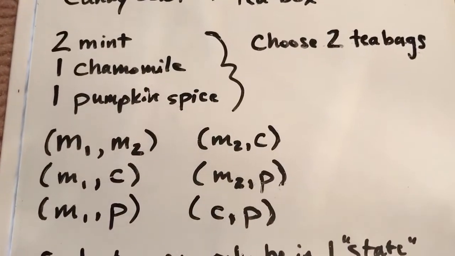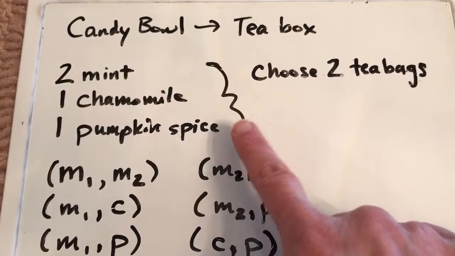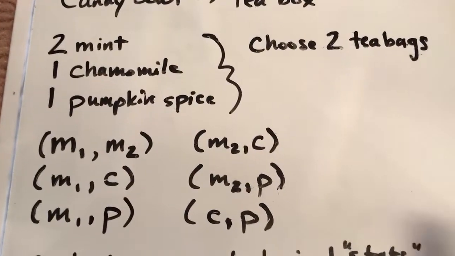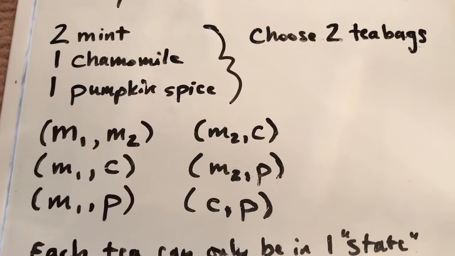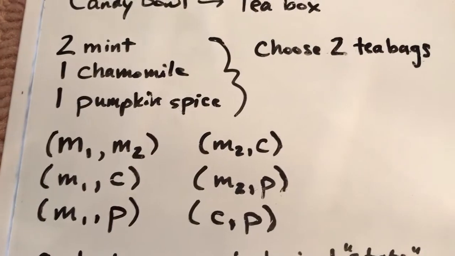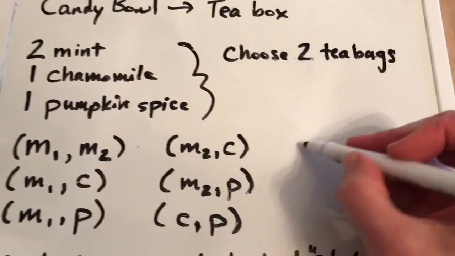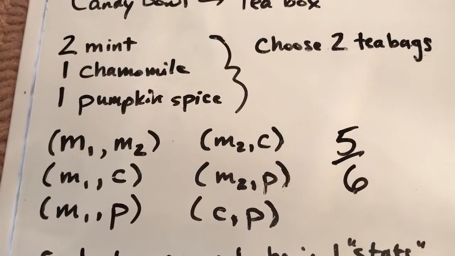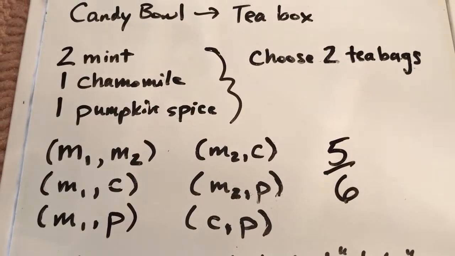We were choosing 2 tea bags of the following. We had 2 mint, 1 chamomile, and 1 pumpkin spice tea bag in a box. If we picked out 2 of those at a time, these were the possible choices. Let's suppose that I wanted to ask, what's the probability that I chose at least 1 mint tea bag? I can simply count 1, 2, 3, 4, 5 out of these 6 possibilities would give me at least 1 mint tea bag. So there's only one choice that didn't give me any mint tea bags.